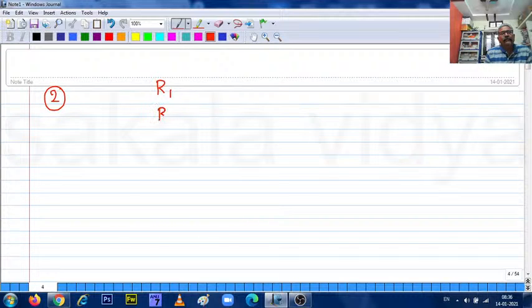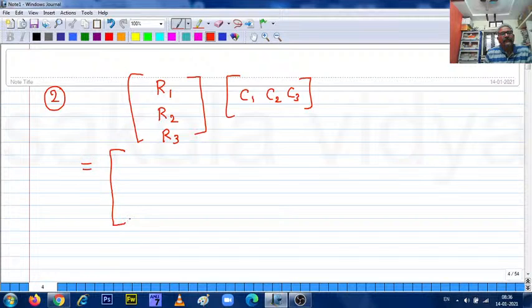Row 1, row 2, row 3 multiplied with C1, C2, C3. So how to multiply? See, first R1 into C1, R1 into C2, R1 into C3.